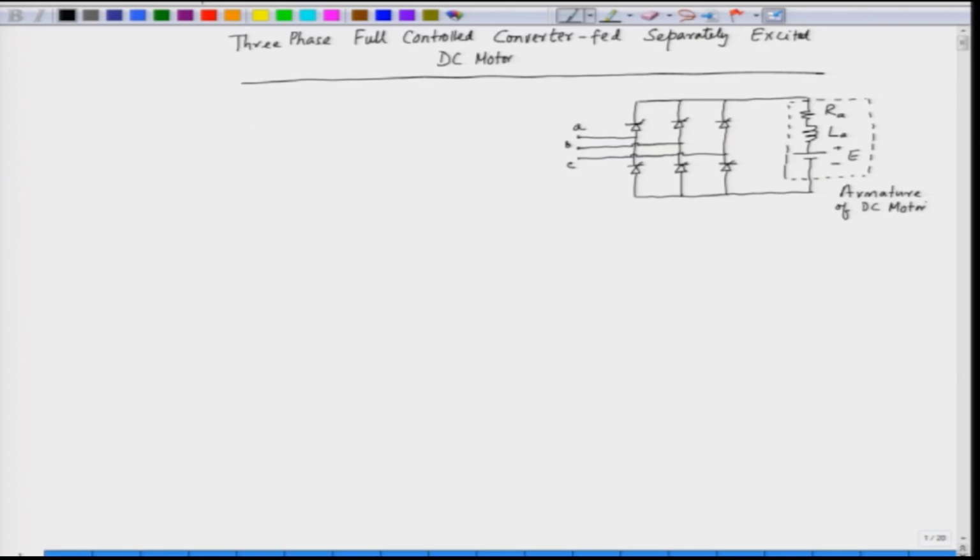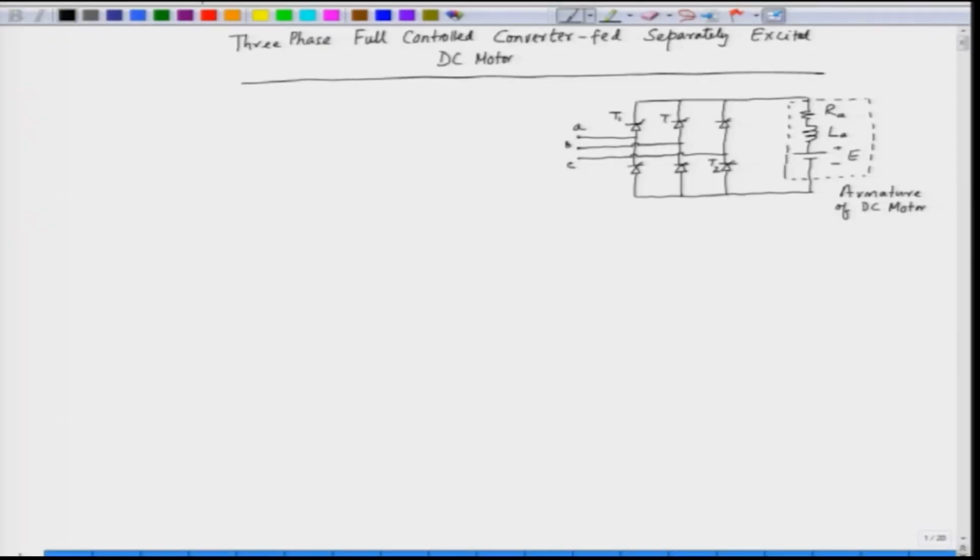Now, these SCRs can be named from 1 to 6, because we have 6 SCRs, we can number them from T1 to T6. So, we have T1, T2, T3, T4, T5, T6. So, the output current is IA and output voltage here, the armature voltage, is VA.